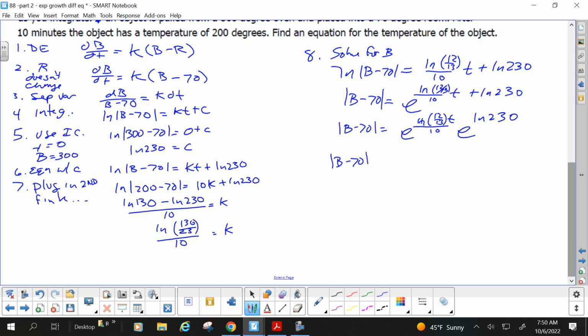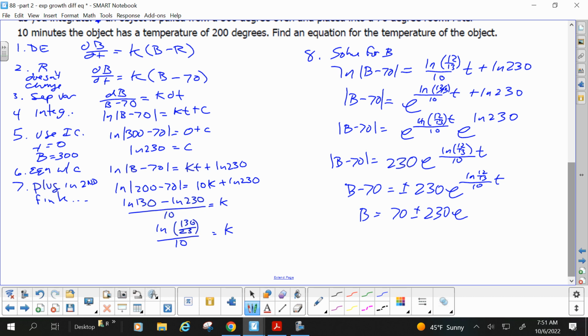So B minus 70 is plus, or, oops, not plus or minus yet, 230, if I put that in front, e to the natural log of 13/23 t over 10. T is not in the argument. Sorry about that. Right? If we dump the absolute value next, it's plus or minus 230 e to the log of 13/23 over 10 t. And so B is 70 plus or minus 230 e to the log of 13/23 over 10 t.